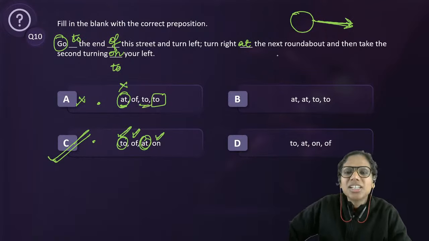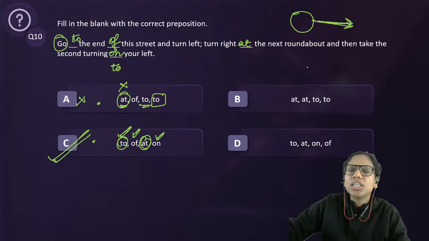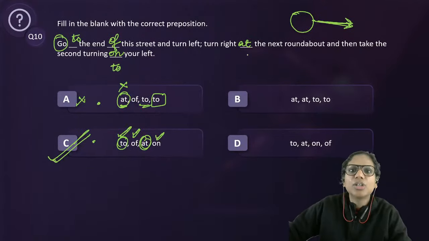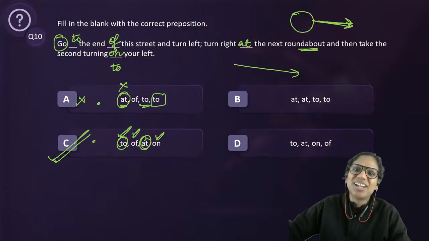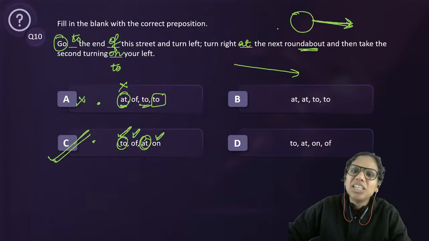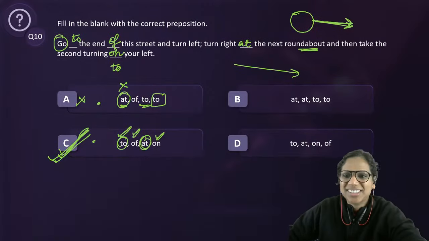Okay, turn right to the next roundabout, even that would make sense, but then the meaning would be different. When I say turn right to the next roundabout, then I'm treating the roundabout as a destination and not something that you turn from. Okay, so meaning may difference. Mainly the choice is C because of this. Go to the end of this street. All right. I hope this makes sense.